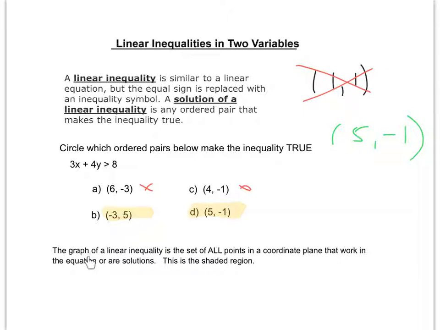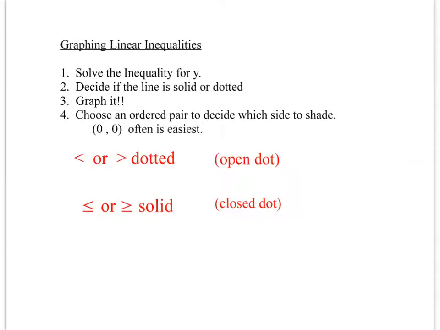The graph of a linear inequality is a set of all the points in the coordinate plane that work. In other words, we're going to be shading one side of the line or the other. So we'll be graphing the lines and shading one side because one side of the line is going to work and one side of the line is not going to work. Your steps to graphing a linear inequality through a graph: solve the inequality for y. In other words, put the inequality in mx plus b form.